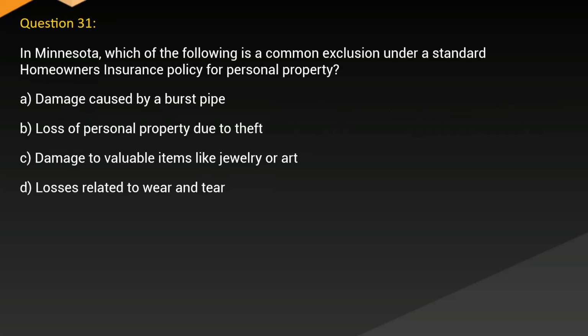Question 31. In Minnesota, which of the following is a common exclusion under a standard homeowner's insurance policy for personal property? A. Damage caused by a burst pipe. B. Loss of personal property due to theft. C. Damage to valuable items like jewelry or art. D. Losses related to wear and tear.